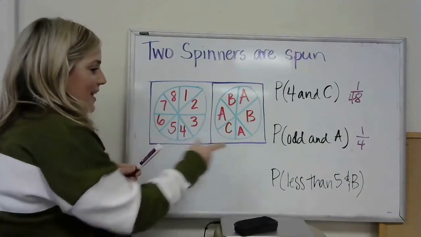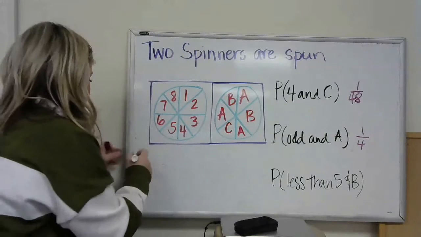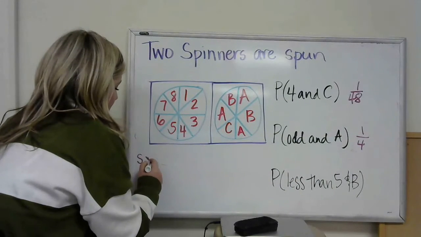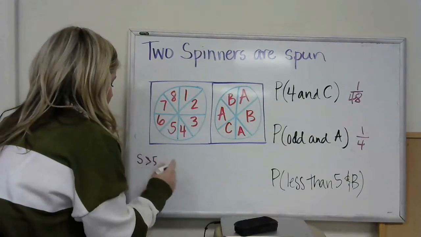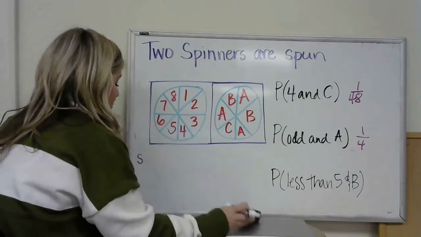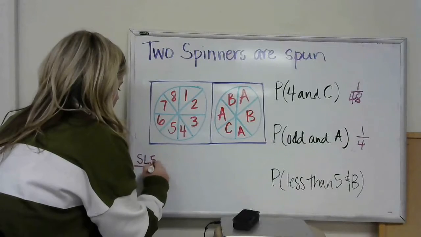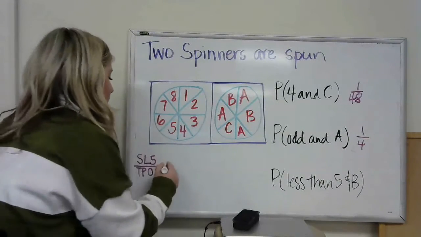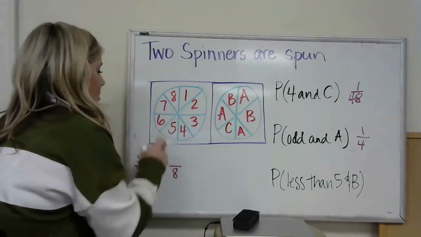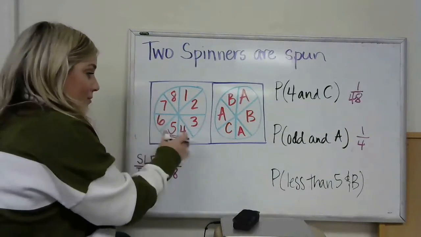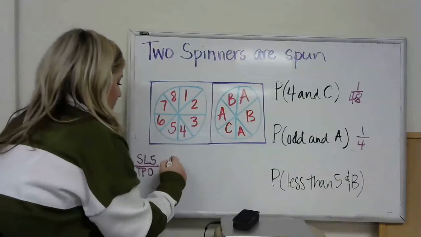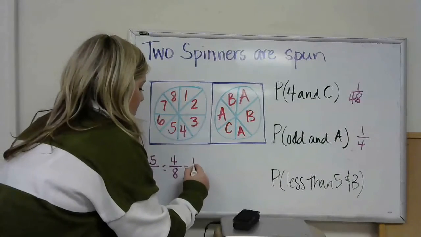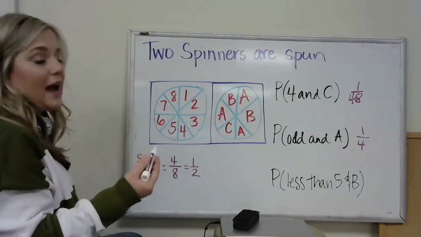Okay, so spinning less than 5 and then spinning a B. Let's just do spinning less than 5 over total possible outcomes. It didn't say 5 or less. It said less than 5. Okay, so we know there's 8 outcomes here. So less than 5, not 5 or less. So we have 1, 2, 3, 4. You have 4 chances to spin a number less than 5, and we know we just did it. That is equivalent to 1/2.